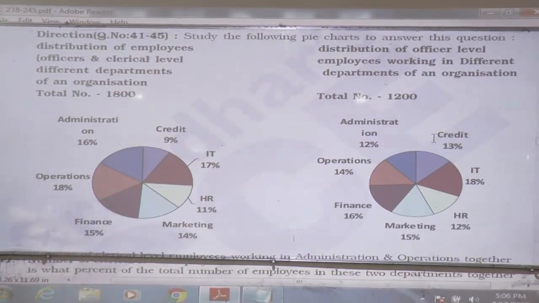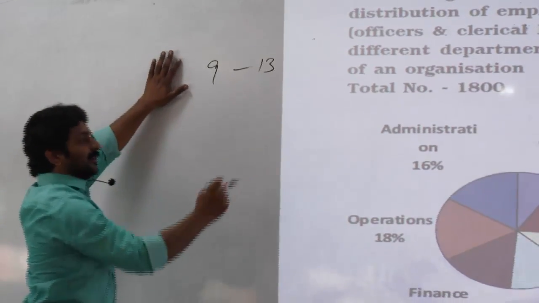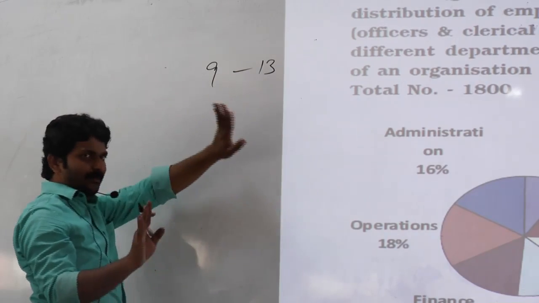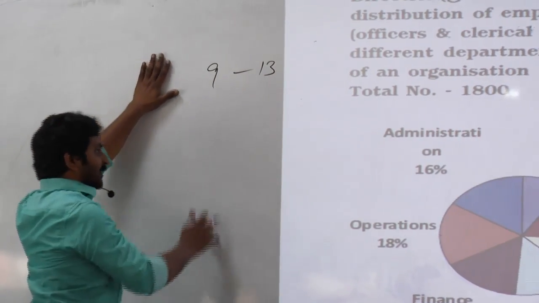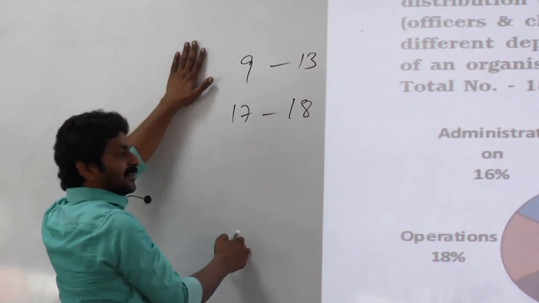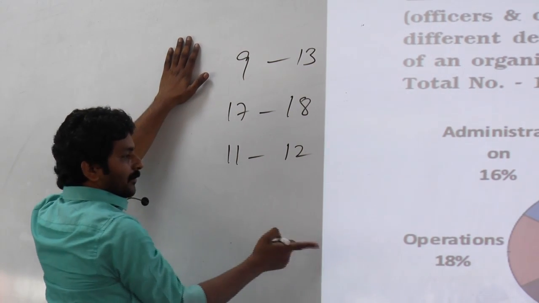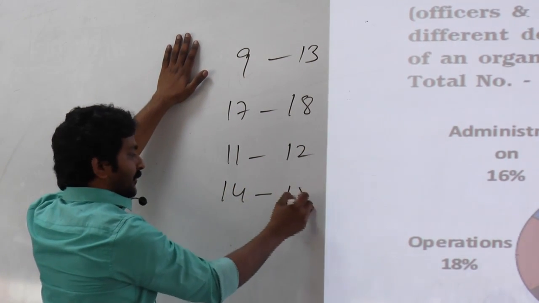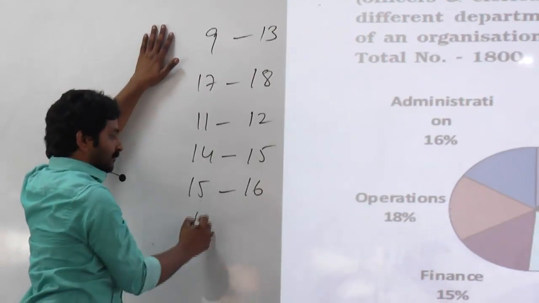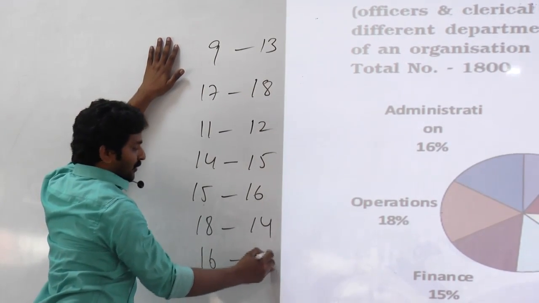Just let me write the numbers first, then you can analyze. 9% minus 13%. Next one, IT. Don't calculate it. Let me write numbers first. Calculation afterwards. IT 17 minus 18. Next. HR 11 minus 12. Marketing 14 minus 15. Next. 15 minus 16. Next. 18 minus 14. Next. 16 minus 12.